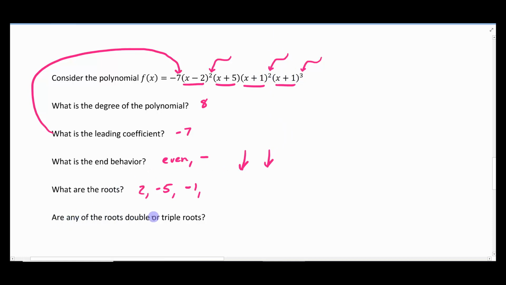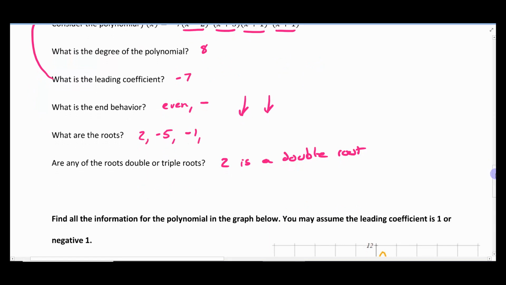All right, so it wants to know, are any of these roots double or triple roots? And this one was really tricky because it gave us the same two factors here, x plus 1 raised to the 2nd, x plus 1 raised to the 3rd, which means these should have been combined to be an x plus 1 to the 5th. So these are not double or triple roots. Okay, but this one is. The +2 is a double root. There we go. Okay, so pretty easy stuff there.